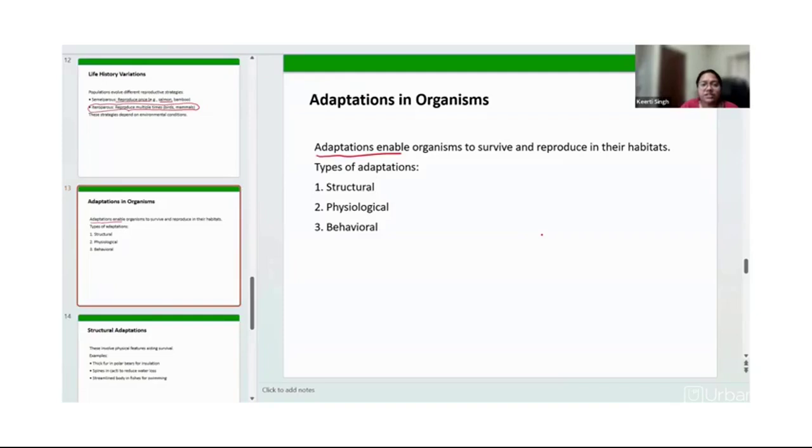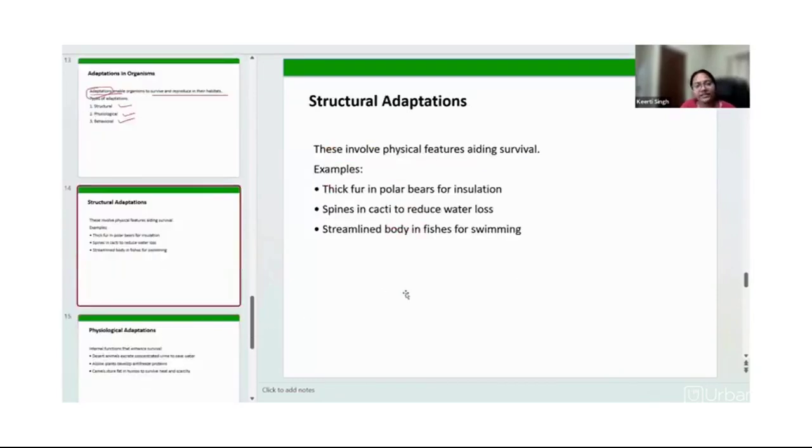So the adaptations mean the physiological changes that an organism undergoes to survive and reproduce in their habitat. These are of three types: structural, physiological, and behavioral, right? What are these? The structural adaptations are some physical features that aid survival.